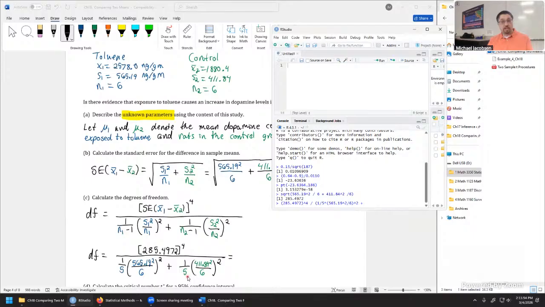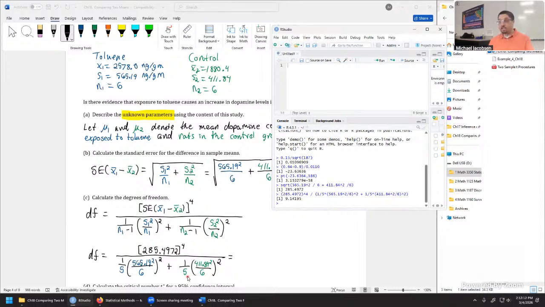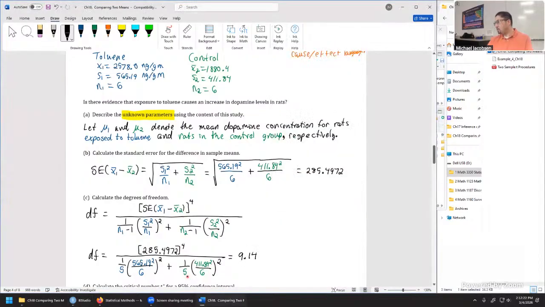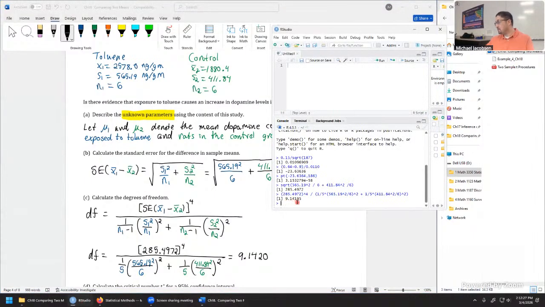Now we're just doing it all over again from the second side. The second term, 1/5 times 411.84 squared, divide by 6, raise that to power 2, and close that outer parenthesis. And there's our degrees of freedom. It is 9.1412. Let's call it 9.1420. Let me double check the rounding. All right, to 4 decimal places, that's our value rounding with carry.